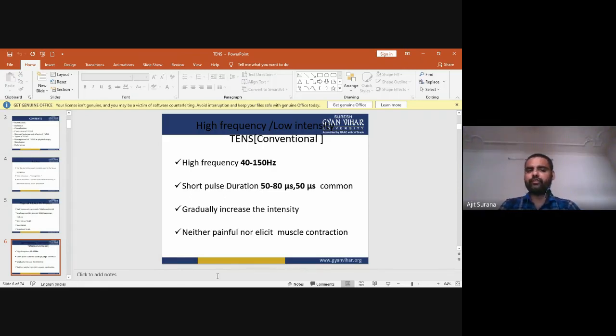The frequency of the high frequency TENS is 40 to 150 hertz. It has a short pulse duration, 50 to 80 microseconds, or 50 microseconds commonly. Gradually we increase the intensity. It is neither painful nor does it elicit muscle contraction.